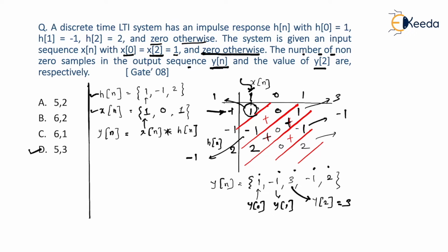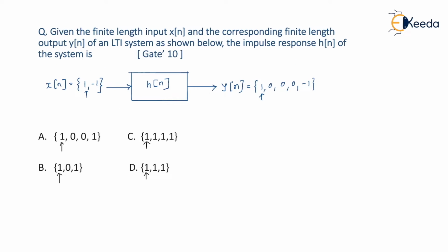Let's move to the next question. Given the finite length x of n and corresponding finite length y of n of an LTI system as shown below, the impulse response h of n of the system is. In the last question, you saw that x of n and h of n were given, and the question was related to y of n. This time they have made some difference. This time they have provided input as well as output, and they are asking you a question based on impulse response. So we'll see how to handle such kind of questions.